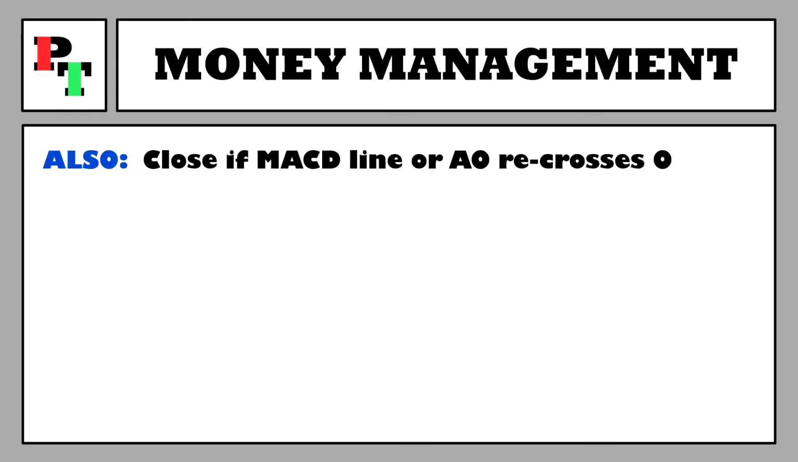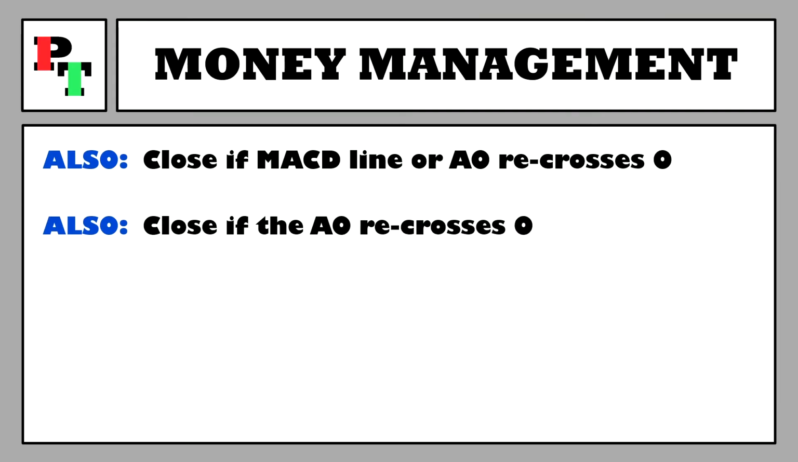Another exit trick that we are going to use is that if the MACD line recrosses that 0 and closes, then we will exit our trade. And we'll do the same if the Awesome Oscillator closes across 0 too. So hopefully all these rules can keep our funds from evaporating entirely across the course of this strategy.